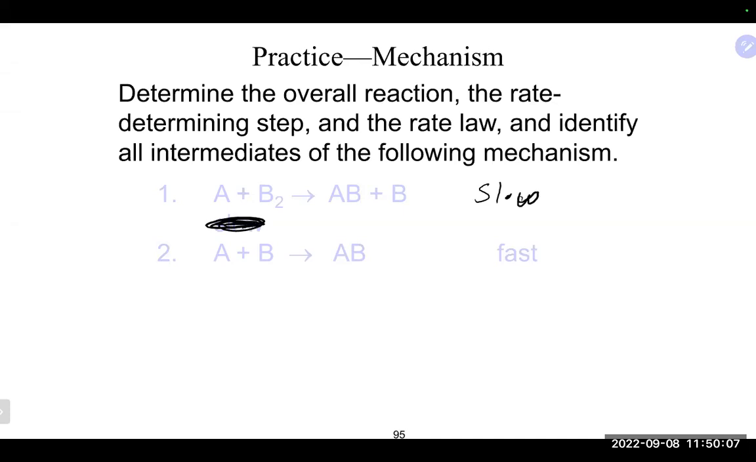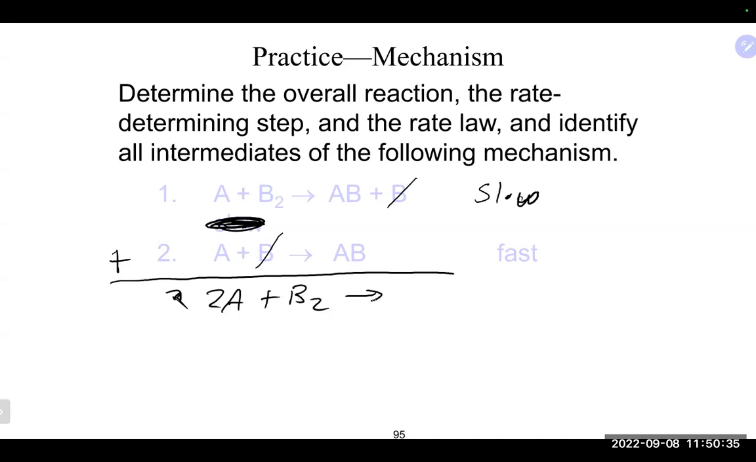Okay, let's take a look. So first off, the overall reaction is pretty simple. We're just gonna add these guys together. In this case, it looks like B will cancel, and I think that is it. Everything on the left-hand side of the arrow will stay on the left-hand side. Everything on the right-hand side of the arrow will stay on the right-hand side. So if we do that, we end up with 2A plus B2 goes to 2AB would be our overall reaction there.